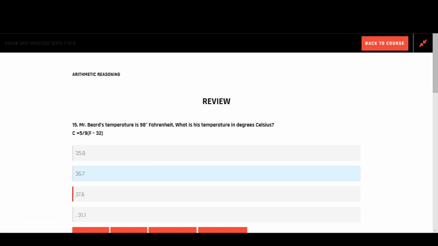All right. Number 15 says Mr. Beard's temperature is 98 degrees Fahrenheit. What is his temperature in degrees Celsius? We're given this formula, so all we have to do is plug it in and work out the math accordingly. So we're given C, Celsius, equals 5/9 times Fahrenheit, which we're told is 98 minus 32.